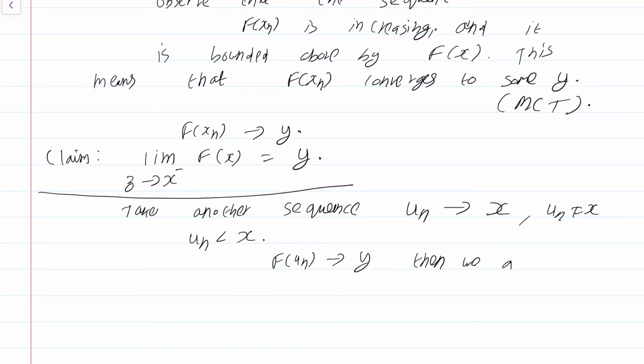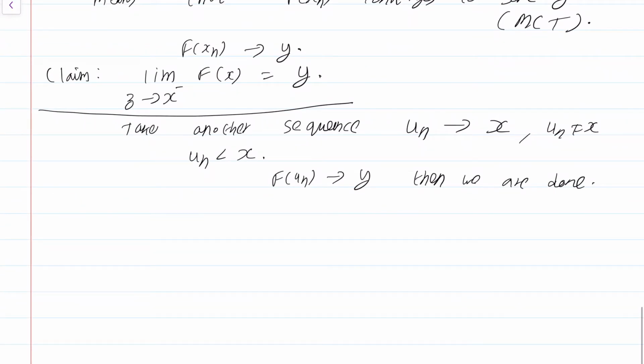Essentially what I'm doing is, no matter what sequence you choose that converges to x but from the left, the image sequence must converge to y. Then the limit as z goes to x minus of f of z equals y is true. Okay, so this is what I wanted to check from the definition of one-sided limit. It's just 2 or 3 lines of verification. Okay, why is this the case?